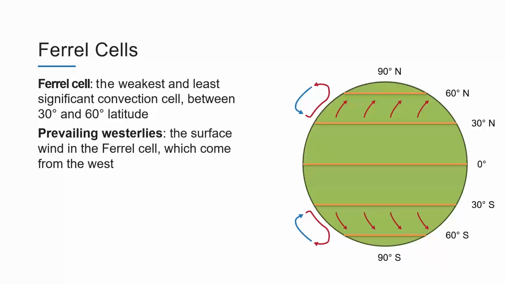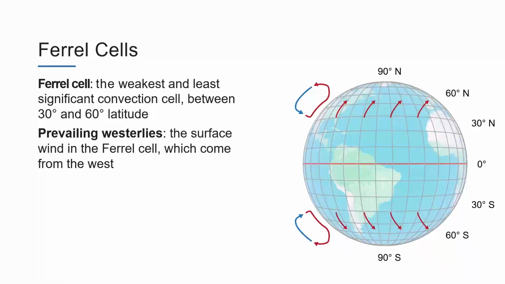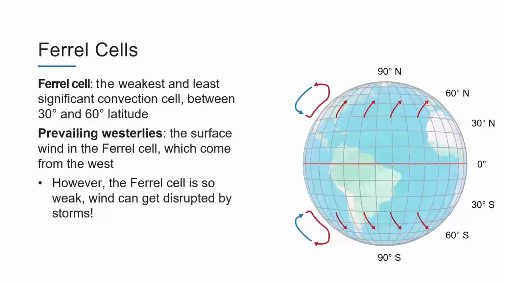come from the west. So back when ships were powered by sails, this was how they would move back to the east, carrying goods, gold, and silver to Europe. But the Ferrel cell is actually so weak that the westerlies often get disrupted by storms. So that makes the Ferrel cell not really that useful of a model because the wind doesn't always follow this pattern.